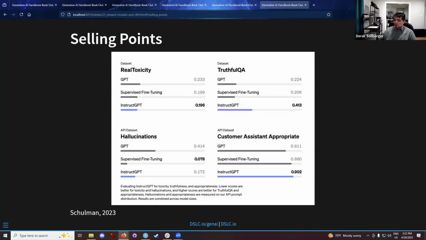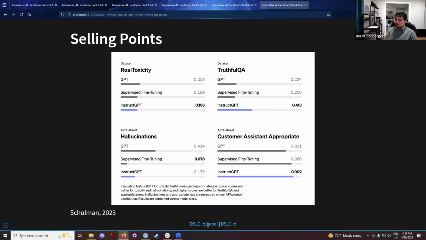So some of the selling points of using some of these technologies, RLHF, the Instruct GPT with human feedback and whatnot: for the numbers on the left, you want them to be low. You want the toxicity, the harassment was reduced down to below 20% at the time. For the infamous hallucinations, Instruct GPT got that to be reduced down to below 20%. However, at the time, supervised fine-tuning was doing a better job at about 8%.